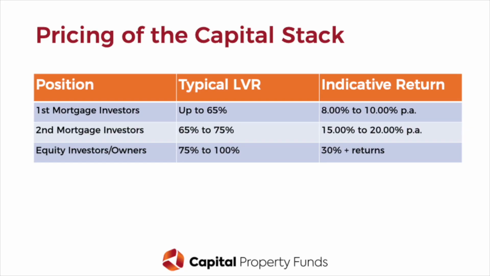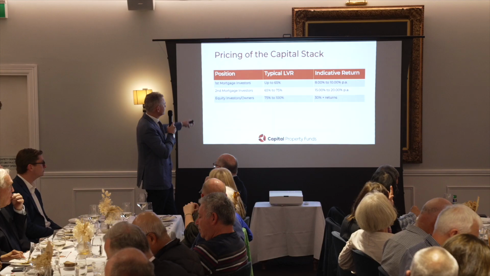So at the moment, where we're pricing the capital stack, we're pricing first mortgages up to 65% LVR. LVR, we spoke before, means loan to valuation ratio. So a property would be independently valued and we'd lend up to 65% against the value of the property. And at the moment, we're providing a return to our investors, net of all fees and expenses, of probably more like 9 to 10.5%, depending on the LVR.